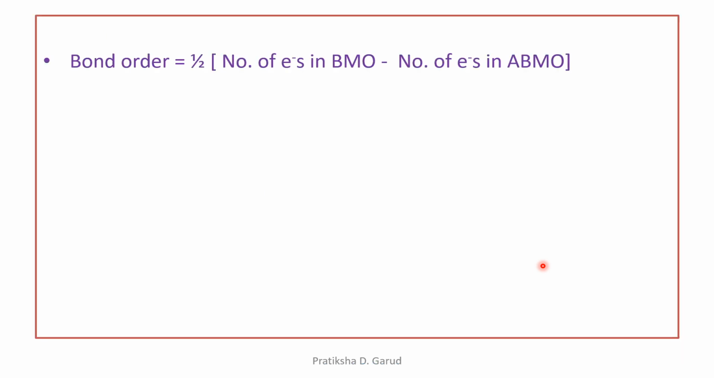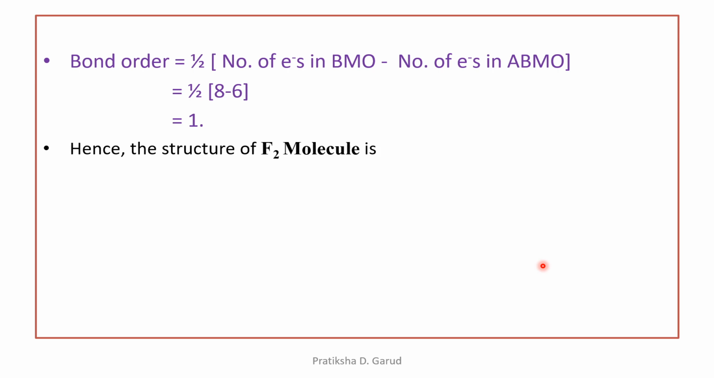Then next, let us find the bond order, that means the total number of bonds between the two atoms, which is given by the formula 1/2 into number of electrons in BMO minus number of electrons in ABMO, which equals 1/2 into 8 minus 6, which equals 1. That means this molecule consists of a single bond. There is a single bond between the two fluorine atoms. So let's see the structure of the fluorine molecule. This is the structure of the fluorine molecule. There is a single bond between the two fluorine atoms, and the remaining are the lone pairs.